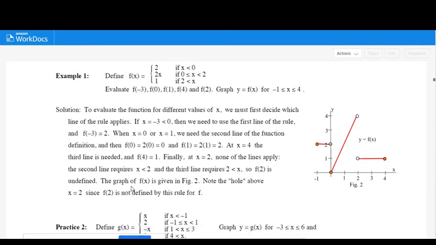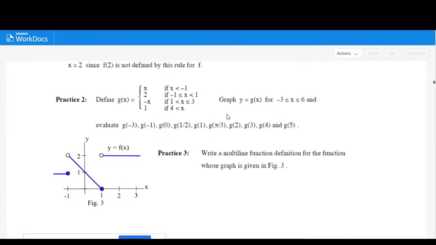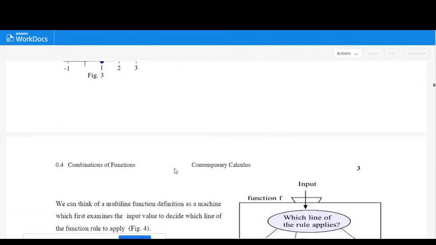So the graph of this function f of x is given here sa right side. Note the hole above x equals 2, since f of 2 is not defined by this rule for f. Yan. So naka-hole siya kasi hindi siya defined. Undefined siya. So if you want to practice, so may practice problems tayo dito.